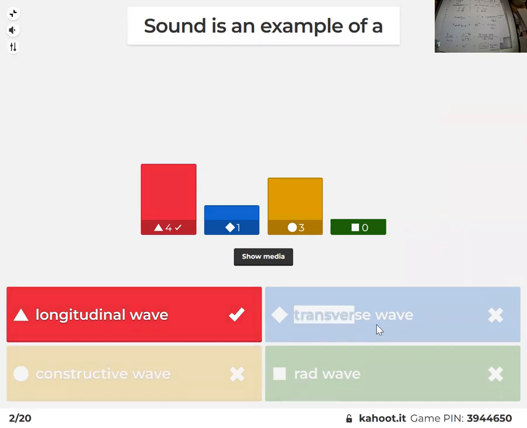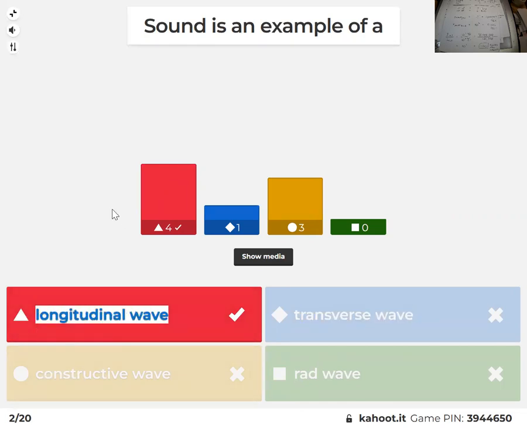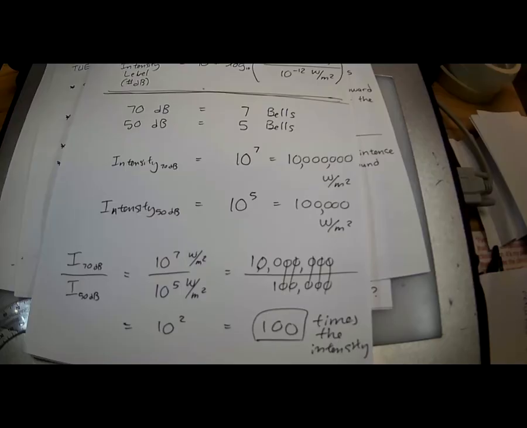So it's not transverse, but you can represent a longitudinal wave as a transverse wave. Let me show this to you guys. I'm going to switch to the screen over. And if you picked the yellow one, constructive wave, well, sound waves actually can constructively interfere, so maybe that's not too bad. But yeah, the best answer is longitudinal wave. Let me switch the screen over and show you guys what these waves look like.